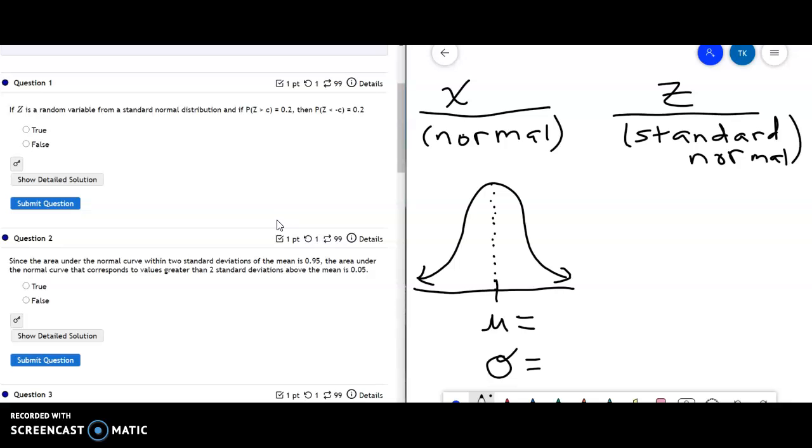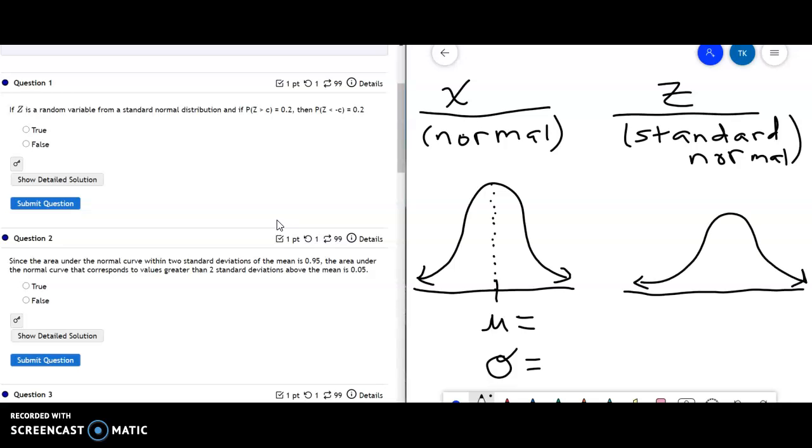It's referred to as a standard normal distribution, standard normal, and it's going to look pretty similar for our purposes to an x curve. It too is going to be bell-shaped, it too is going to be symmetrical. So it's going to look something like this.